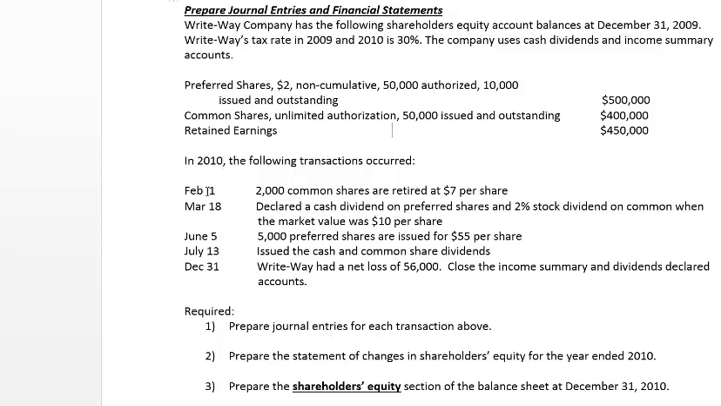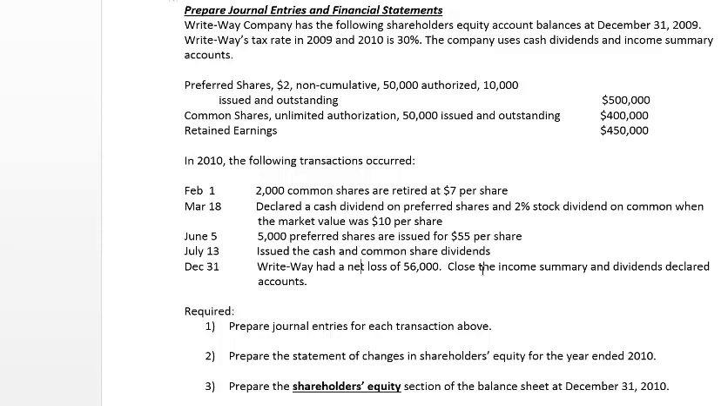Now, during the year, we did have some retirements. You can see here on February the 1st, we had some dividends declared in March. Some of them were cash, some of them were share dividends. And on June the 5th, we issued some more preferred shares. July the 13th, we issued the cash dividend as well as the share dividend. And for the year 2010, we recorded a loss.